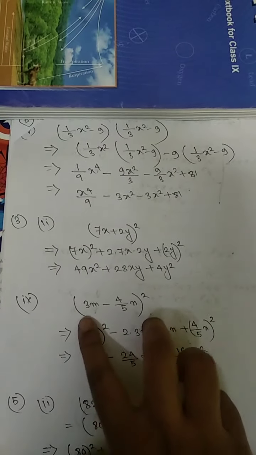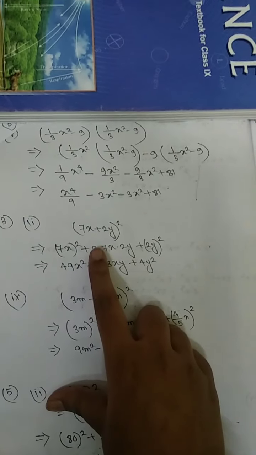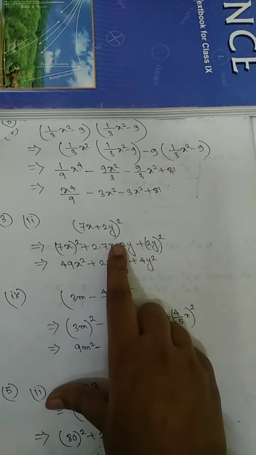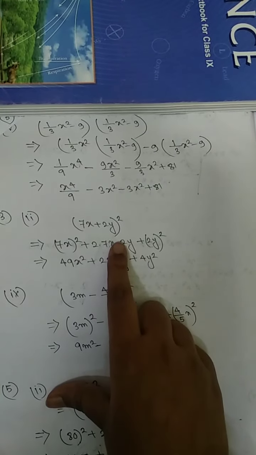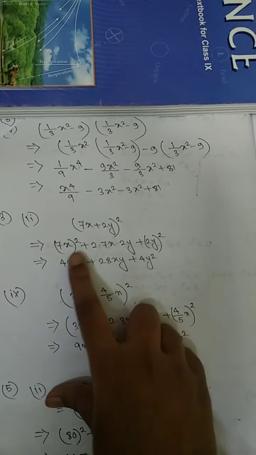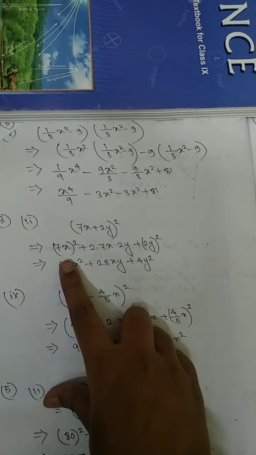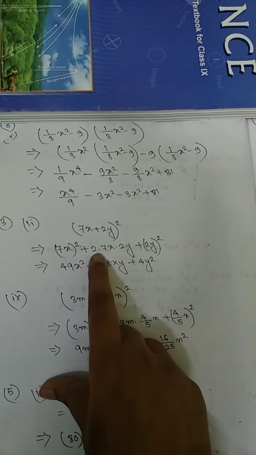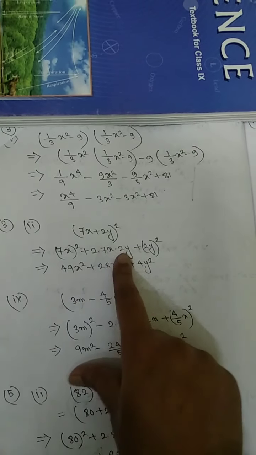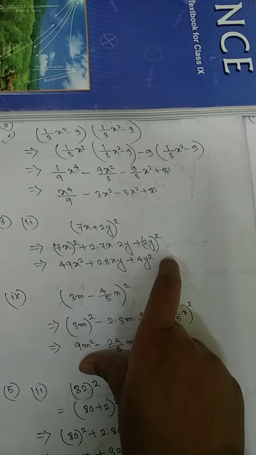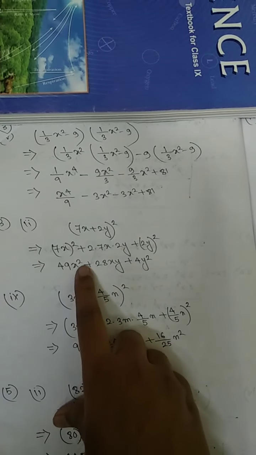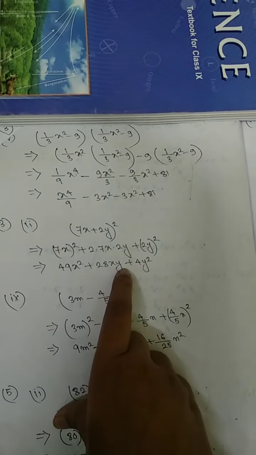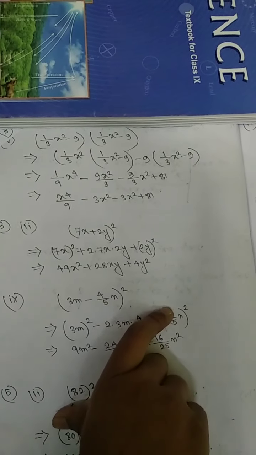Now see sum number 3-2: (7x + 2y) whole square. So as you know the formula (a + b) whole square, here 7x is a and 2y is b. So (7x) whole square plus 2 into 7x into 2y plus (2y) whole square, and the answer is 49x square plus 28xy plus 4y square.